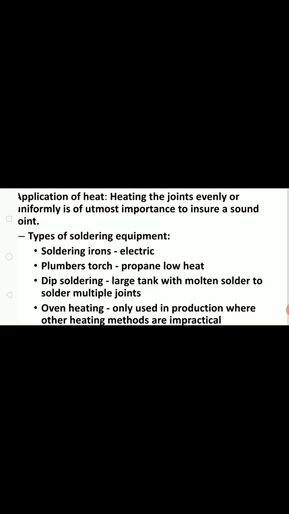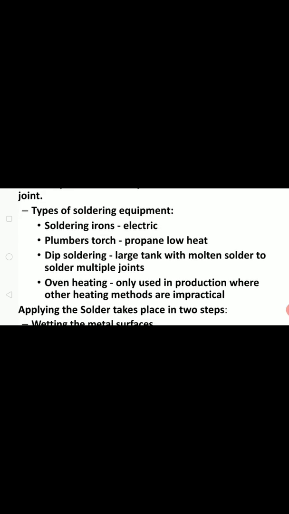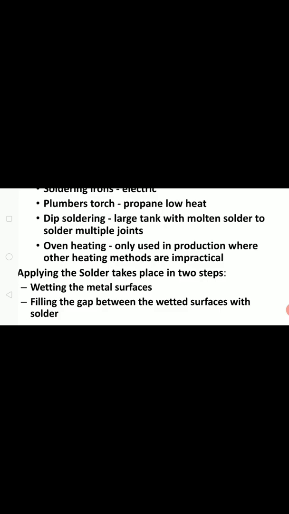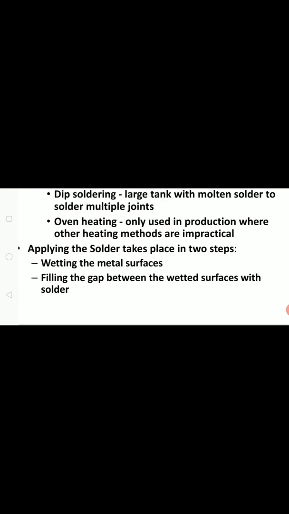In dip soldering, the solder is collected in a tank and the parts to be joined are dipped in the tank of solder. Then oven heating: the fusible alloy solder is placed in between the joint and maintained evenly at the fusing temperature in a furnace to form the joint. Any of these methods can be used to form the joint between the parts to be joined. Applying the solder takes place in two steps: wetting the metal surfaces, and filling up the gap between the wetted surfaces with the solder. Then, at last, cooling the joint.